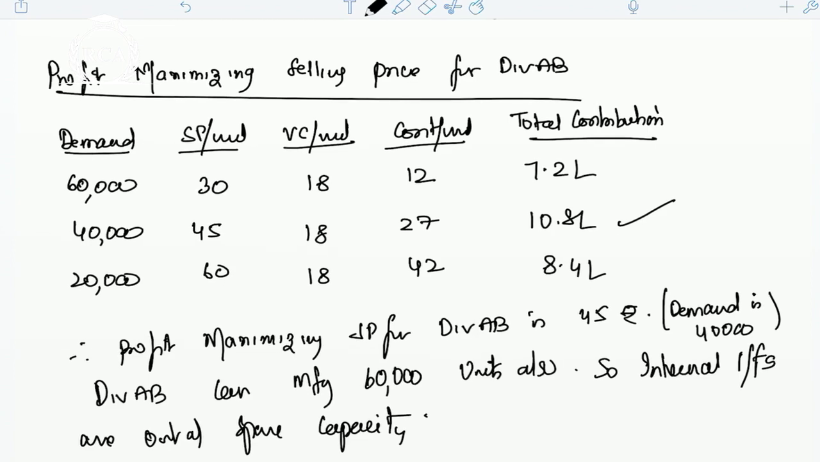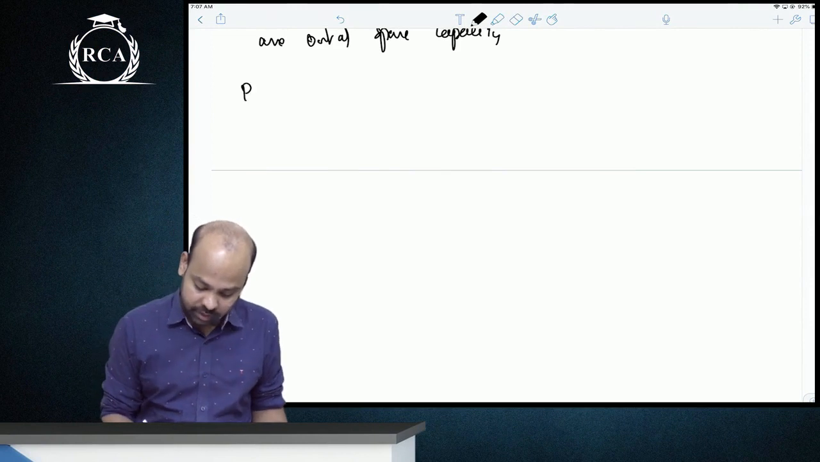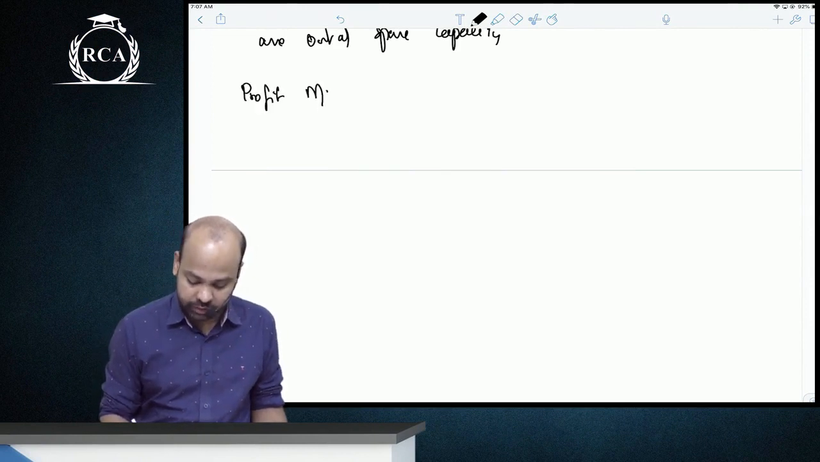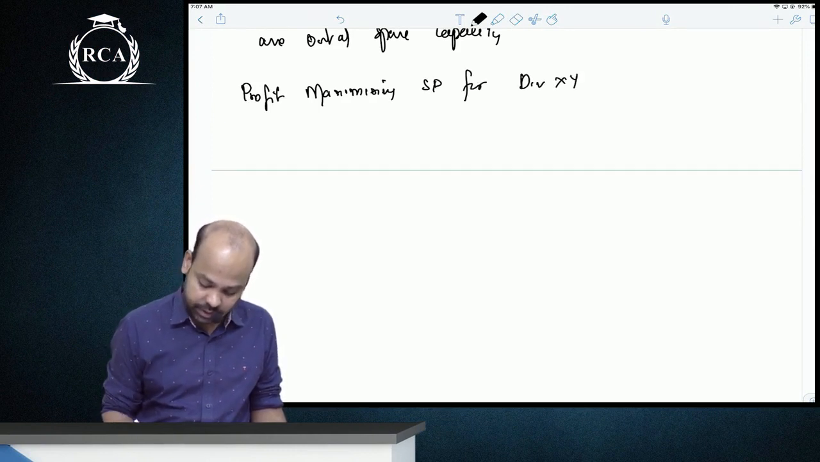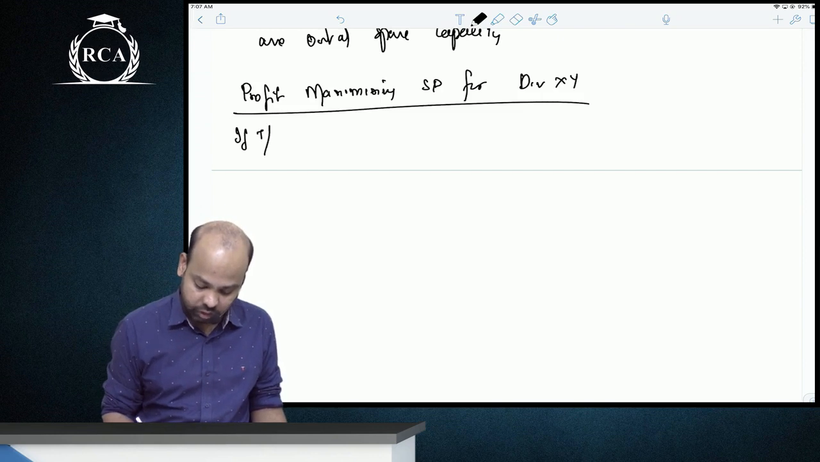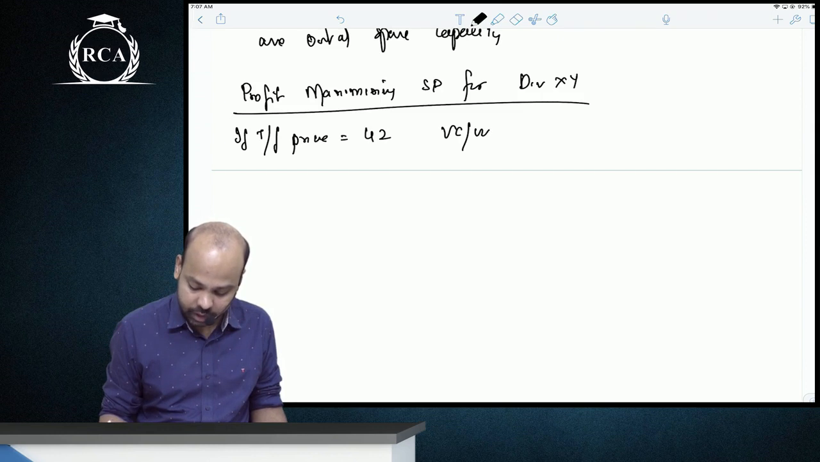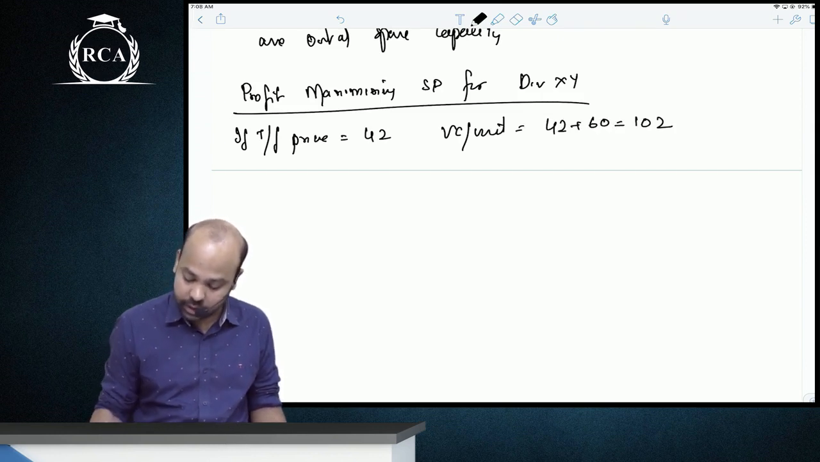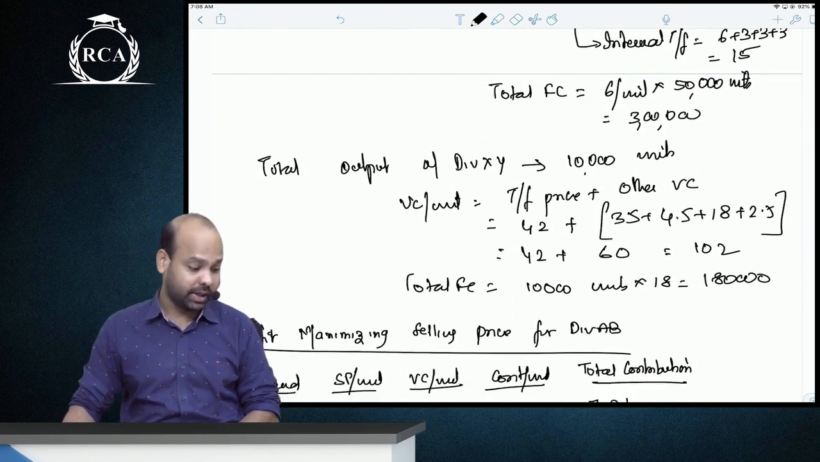We're all done with this, guys. This was a simple part. Now we will decide what will be the profit maximizing selling price for division XY. We do not know what output they are going to sell. Now, if transfer price is 42 rupees, do not forget their variable cost per unit will be 42 plus 60, 102 rupees. Their other variable cost is 60, as I have written here.